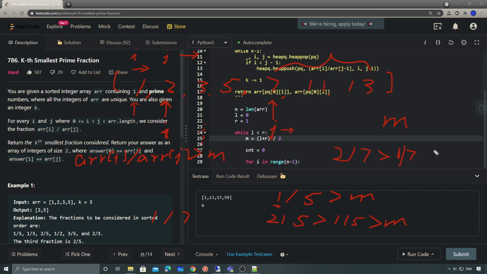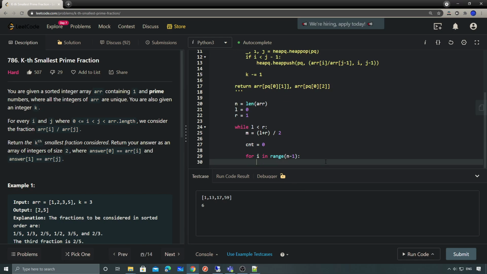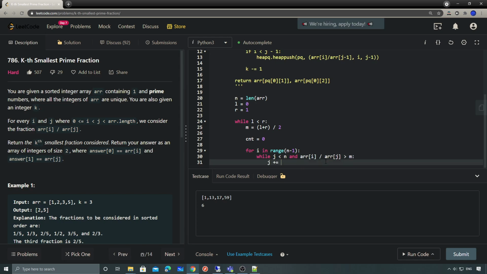Okay, cool. Let's finish what we have left. Like I said, while J is smaller than n and array I divided by array J is greater than M, we keep moving J forward.